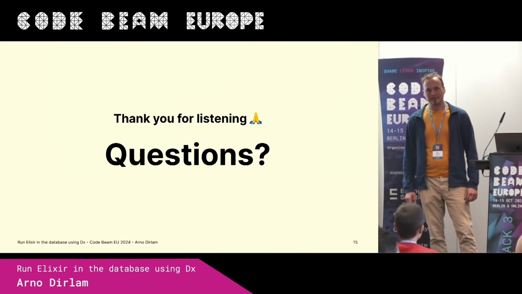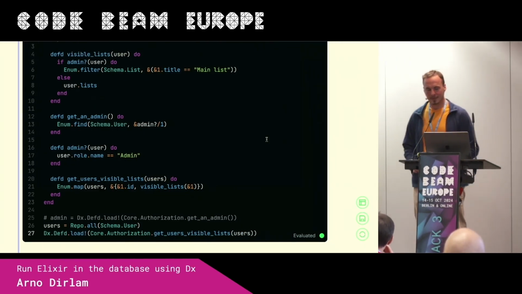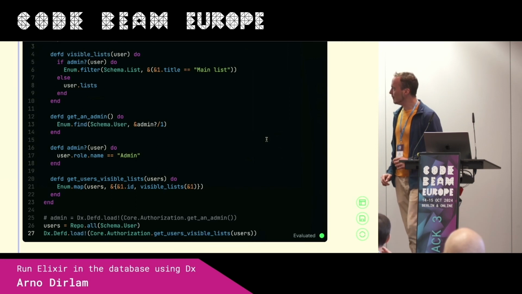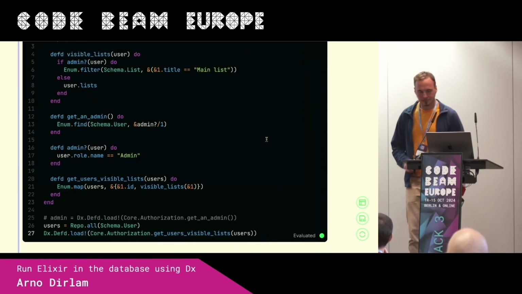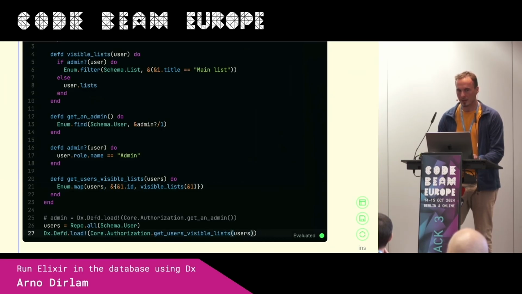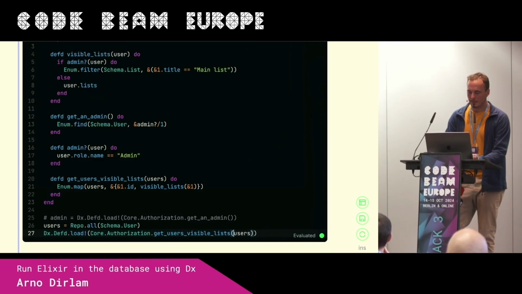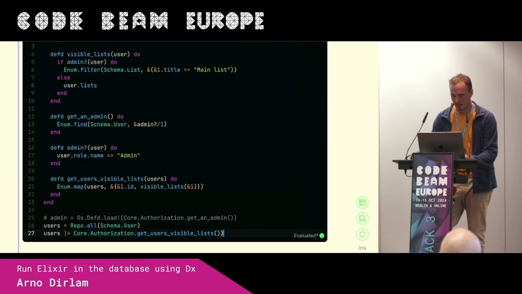Could you go back to the livebook with the admin example? Yes. Yeah, right. So, two quick questions. Can you pipe get admin into get users visible lists at the bottom? Or would you have to make a new defd function? Here? Or here? Like at the bottom, yeah. Would you be able to pipe two defd functions into each other? You couldn't. What you can do is you can pipe it like this, without a load.